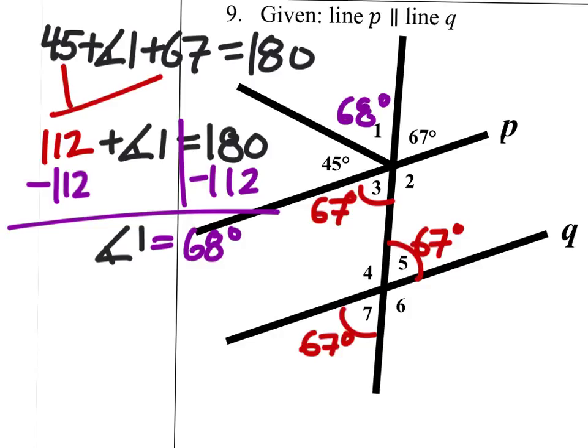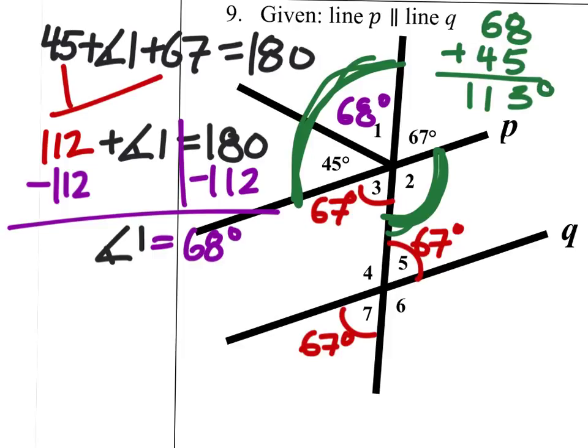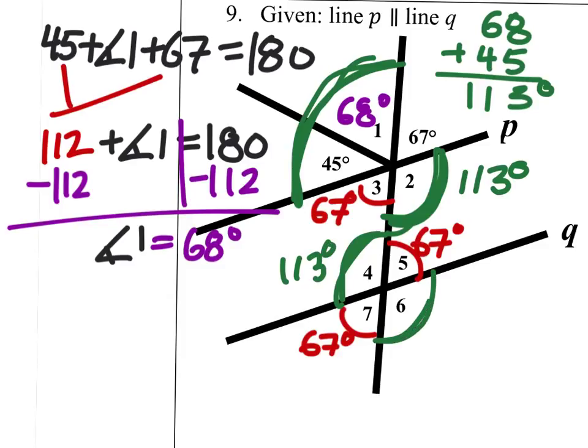Now, angle 1 is not vertical with angle 2 because they're not congruent. And the angle that is vertical with angle 2 has been split up into two different angles. So if we add up both of these angles right here, these two, that would give us a vertical angle pair with angle 2. So if I take the 68 and add it to 45, I get 113 degrees. So this angle also is 113 degrees. This angle, which is alternate interior with angle 2, is 113 degrees. And angle 6, which is vertical to angle 4, must also be 113 degrees.